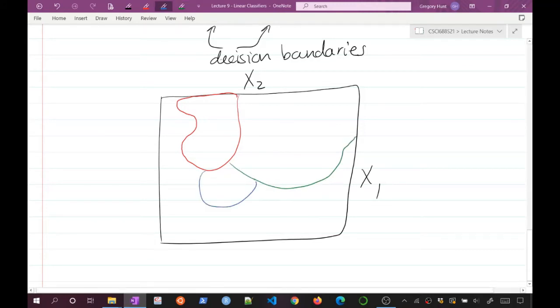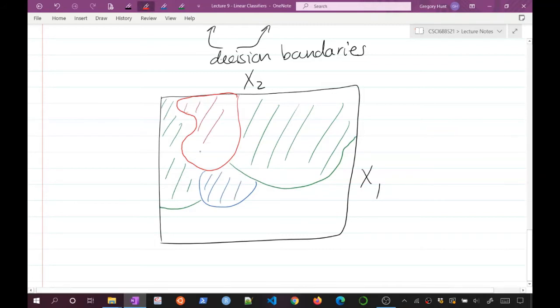Maybe here, blue is highest. Green is highest in that region over here. So let's say green here, blue here. Say red is highest here, and then red is highest again here. It's a little hard to visualize because each of the functions, delta 1, delta 2, and delta 3, are these surfaces now. And you look where they intersect, these decision boundaries again.